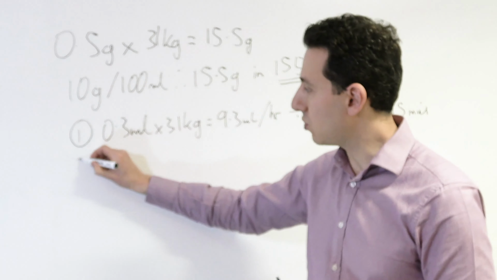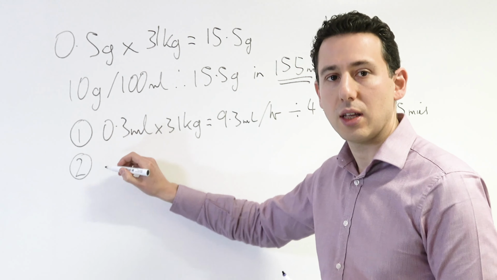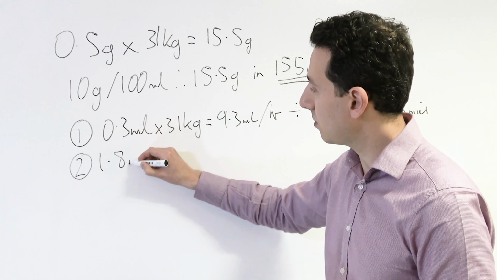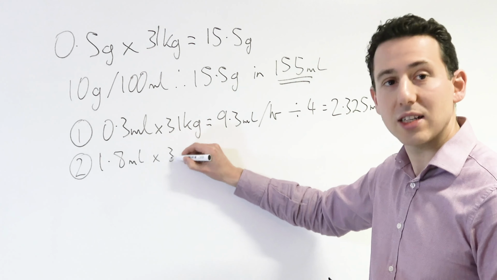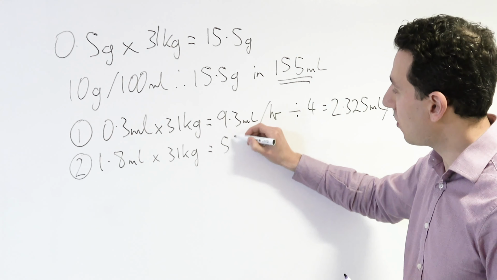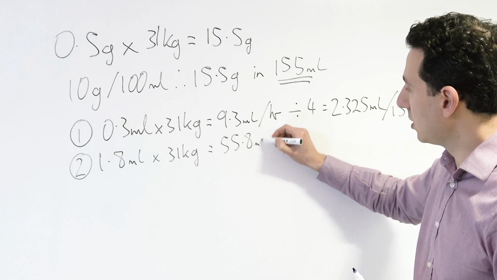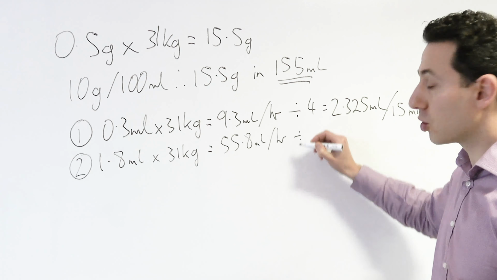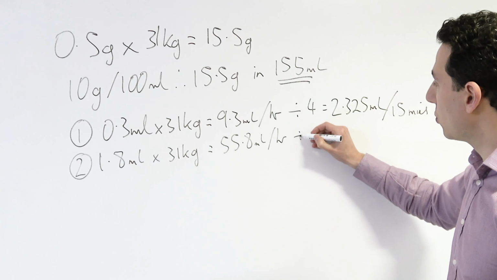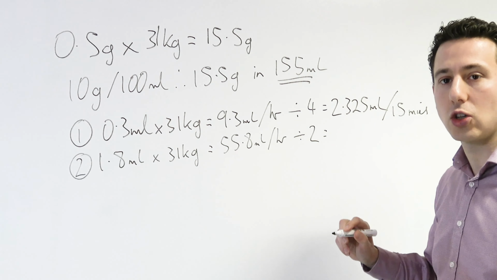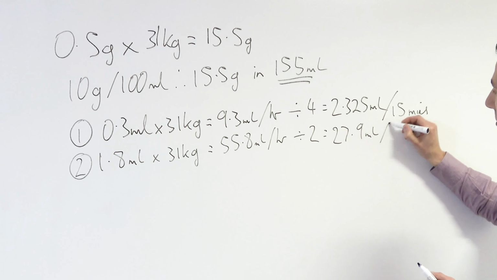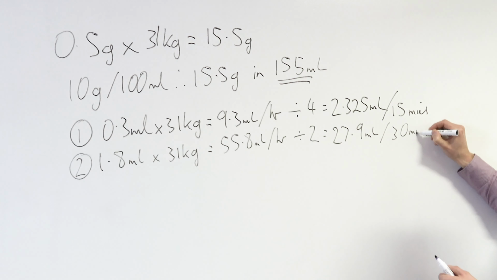The second infusion rate we're given is 1.8 mil, and again times by the patient's weight of 31 kilos, and that gives us a rate of 55.8 mils per hour. And of course we know we're not giving this for the full hour, it's 30 minutes, so half an hour. So if we divide that by 2, that gives us a total in 30 minutes of 27.9 mil in 30 minutes.